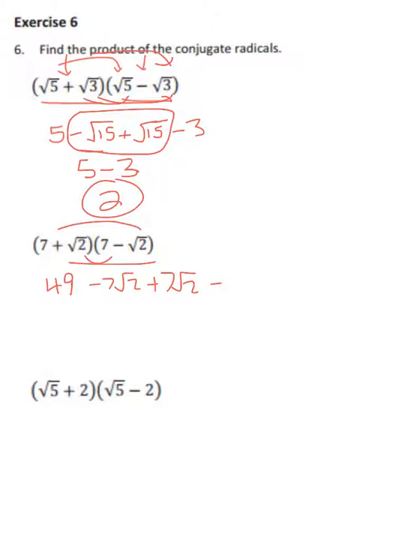And then minus the square root of 2 times square root of 2 is minus square root of 4, which is 2. Once again, these fall out. What am I left with? 49 minus 2, which in this case is 47, would be your answer.